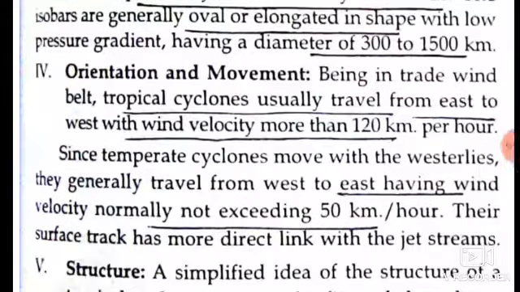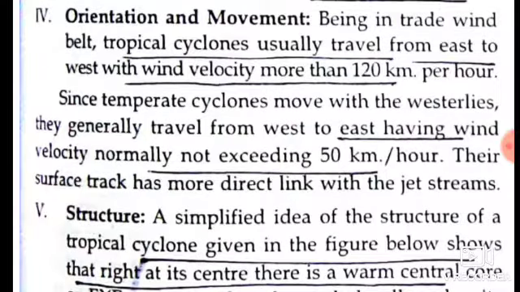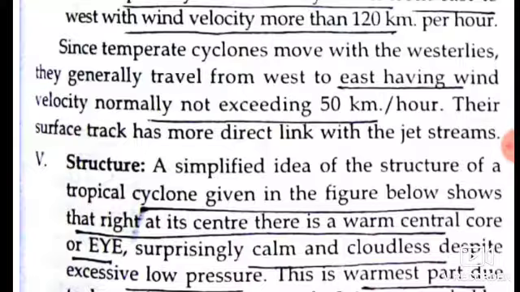Orientation and movement: tropical cyclones move in the trade wind belts and usually travel from east to west with wind velocity more than 120 km per hour. Temperate cyclones move with the westerlies and generally travel from west to east, having wind velocity normally not exceeding 50 km per hour. Their surface track has a more direct link with the jet stream.